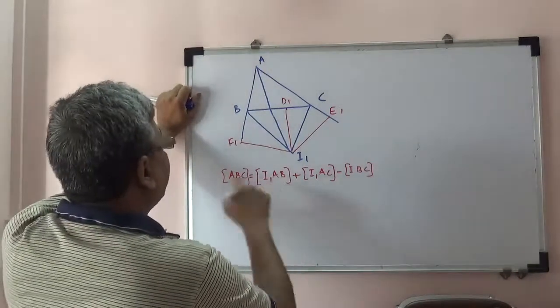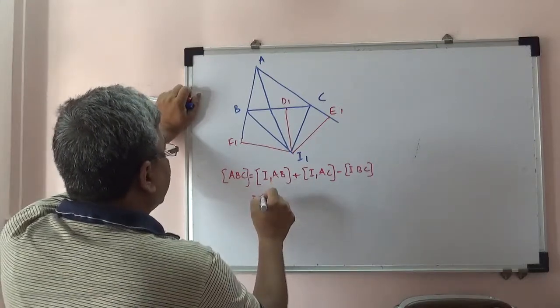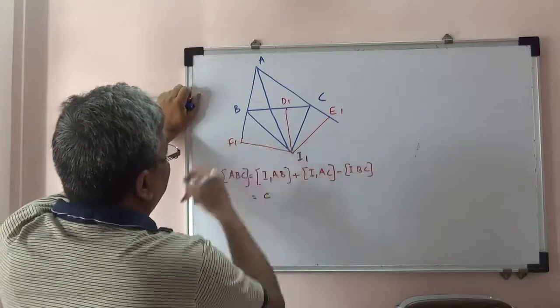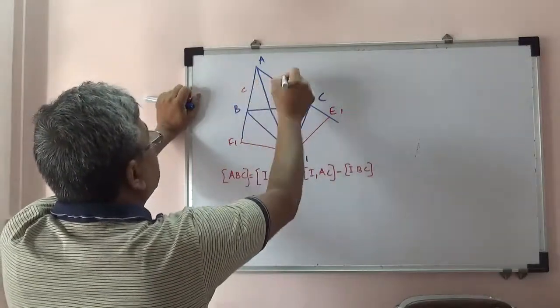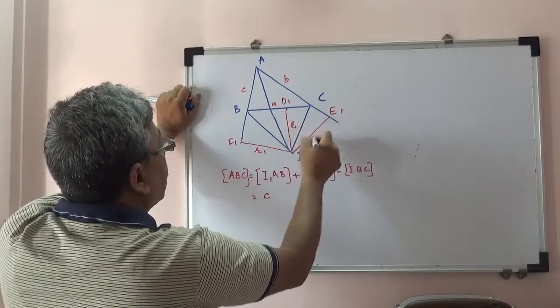Now the area of I1AB is equal to half of the base AB, which is small c, times I1F1. Here this is small c, this is small b, this is small a, and I1F1, I1E1, I1D1 are all R1.